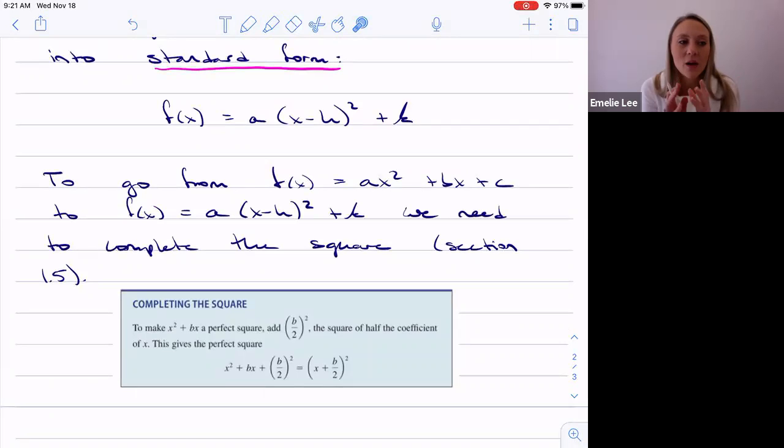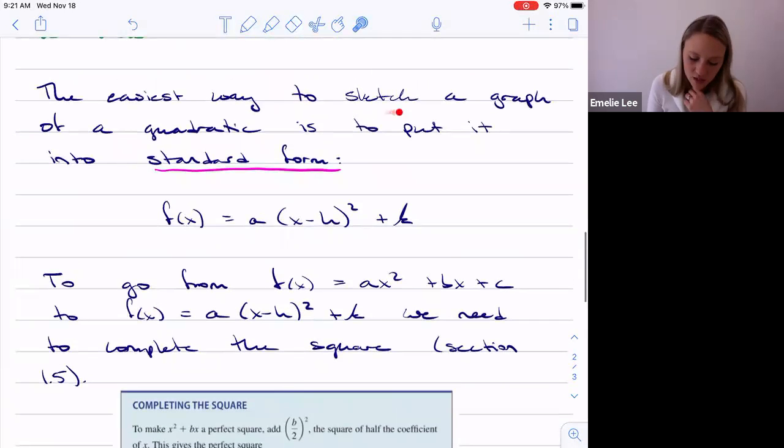And why is the standard form so much easier to graph? We said the easiest way to sketch a graph of a quadratic is to put it into standard form. Hey Emily, that doesn't sound very easy because I have to complete the square. That's hard.